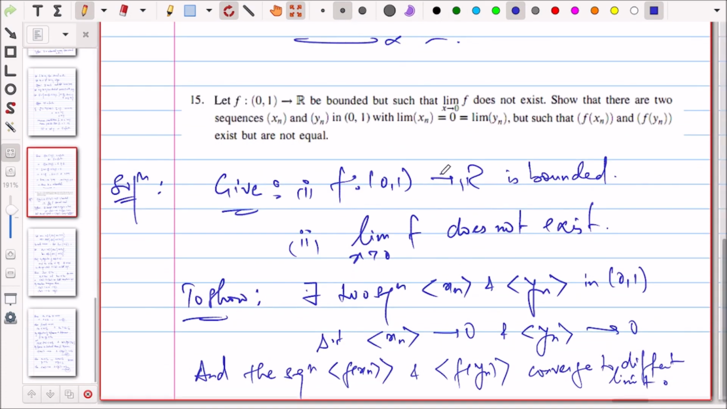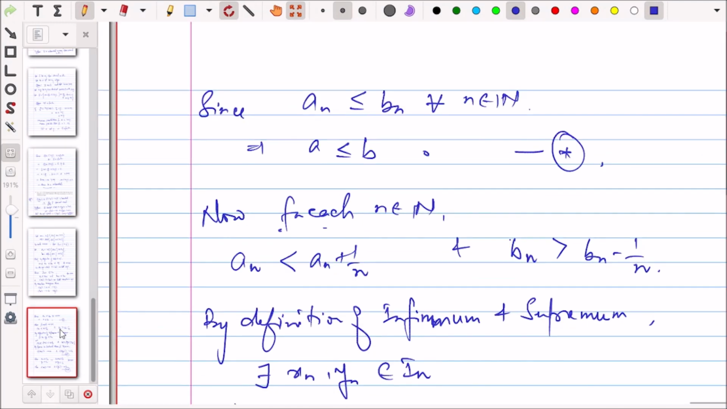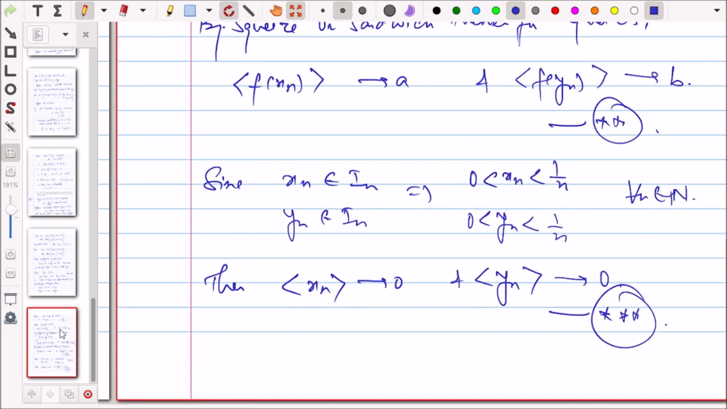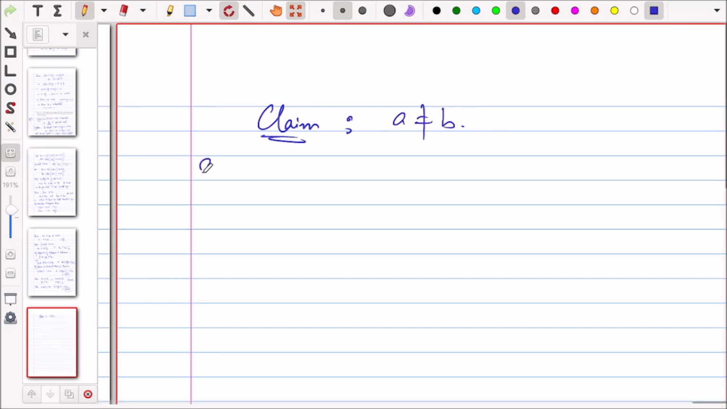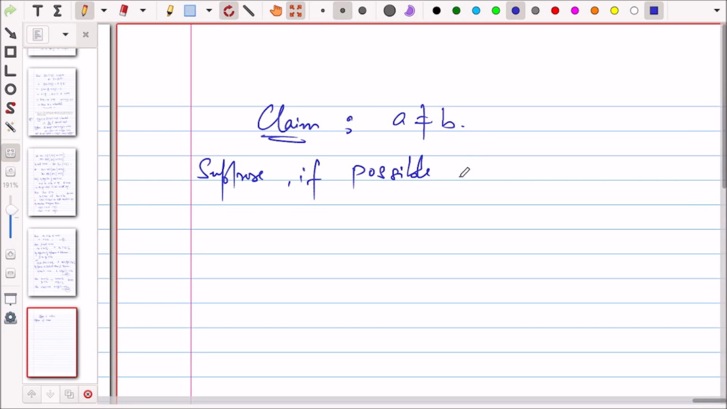We are only left to prove that their limits are unequal, that they are converging to different limits. So we have to show that a is not equal to b. So claim: a is not equal to b. So suppose, if possible, a is equal to b.